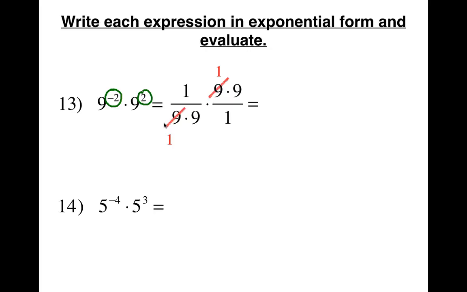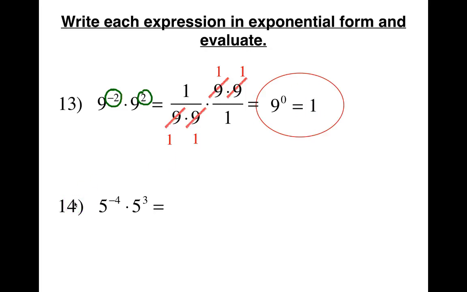For number 13, 9 to negative 2nd would be 1 over 9 times 9. You're doing repeated division. Times 9 squared would just be 9 times 9 over 1. Notice you can reduce numerator and denominators by 9s, which leaves you with 1. So here, because you're asked to write in exponential form, you should ask yourself, how many 9s do we have in the numerator? 0. How many do we have in the denominator? 0. So I would actually write my answer as 9 to the 0 power. And this is what you're going to be expected to do on your homework as well. Now, 9 to the 0 power is 1. So here, again, is my answer in exponential form, and here's my answer evaluated.